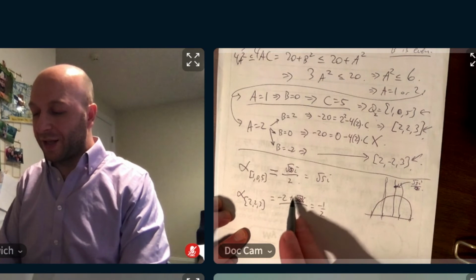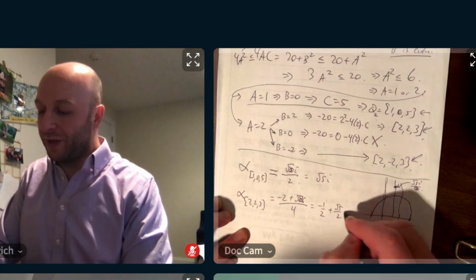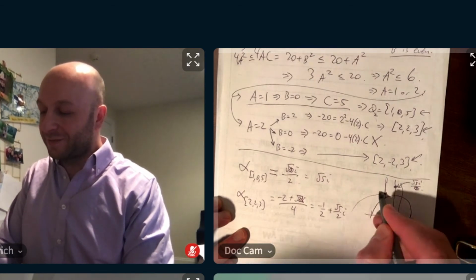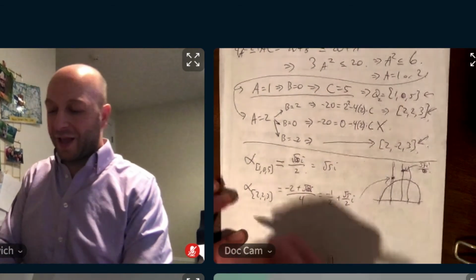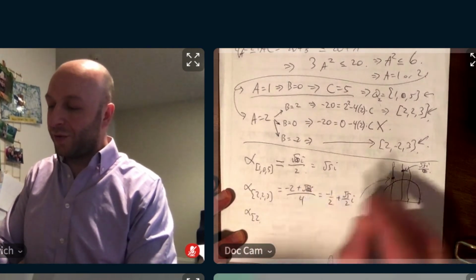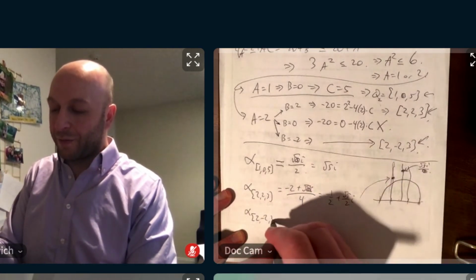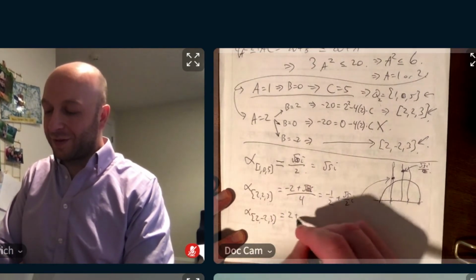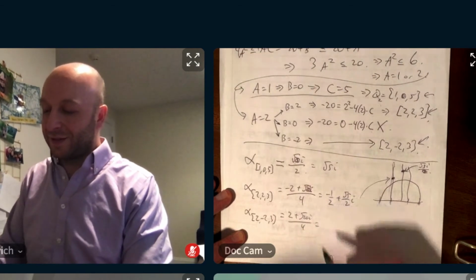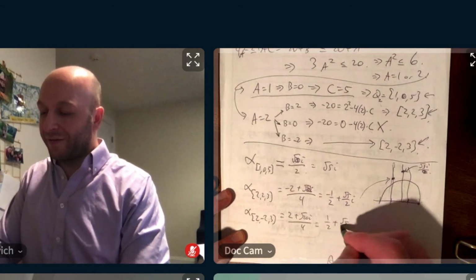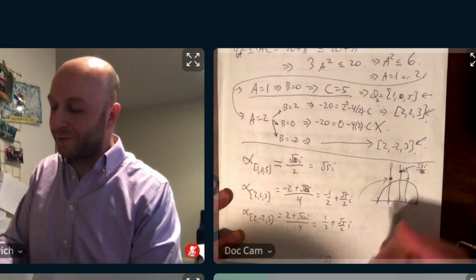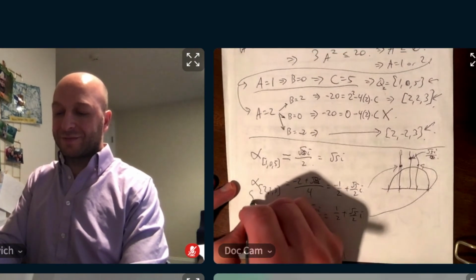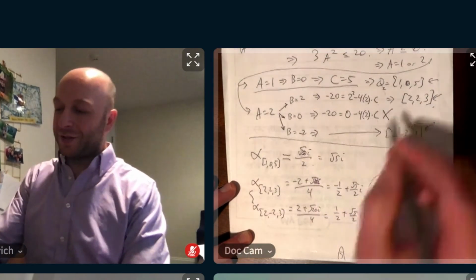The 4 cancels here, and I get plus root 5 over 2i. So -1/2 plus root 5 over 2i is over here somewhere. And alpha of 2, what's the other one? -2, 3 is going to be the same thing except with a plus 2. So that's a plus a half plus root 5 over 2i. So that's right there. And these two are equivalent. So these two are equivalent.